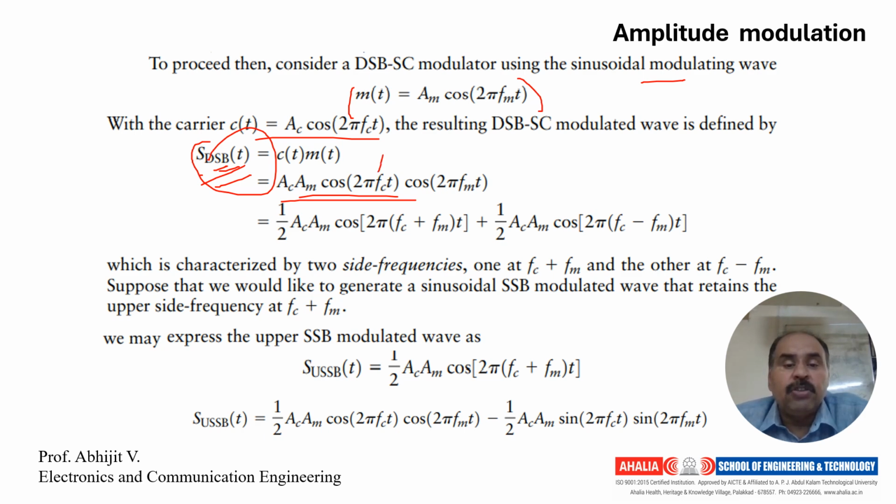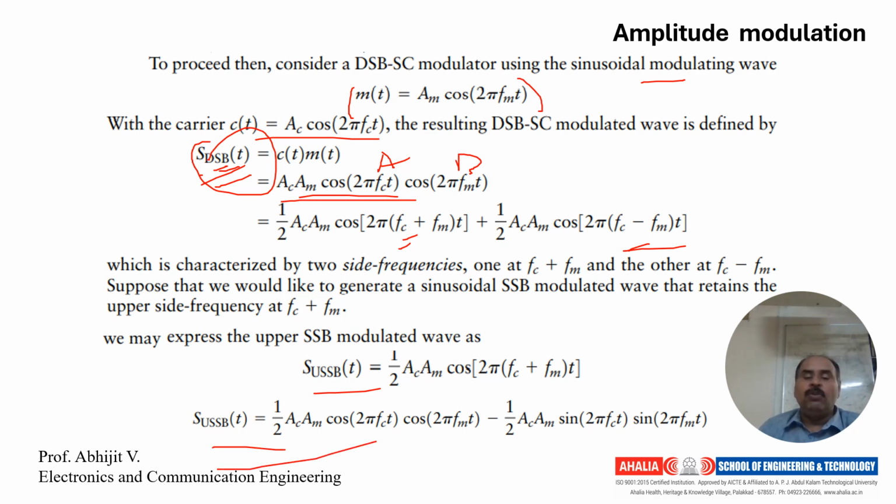Using the trigonometric relation, cos A cos B is equal to 1 by 2 of cos A plus B plus cos A minus B. So we'll get two components here, 1 by 2 Ac Am cos 2 pi of fc plus fm and fc minus fm, the upper sideband and the lower sideband. The signal at the output, S USSB, where U stands for the upper sideband, the upper single sideband of t, will be the plus component here, fc plus fm, 1 by 2 Ac Am cos 2 pi of fc plus fm t.